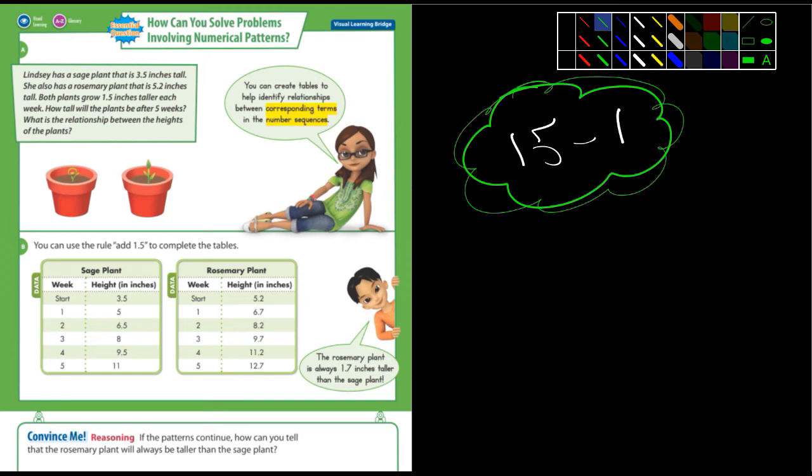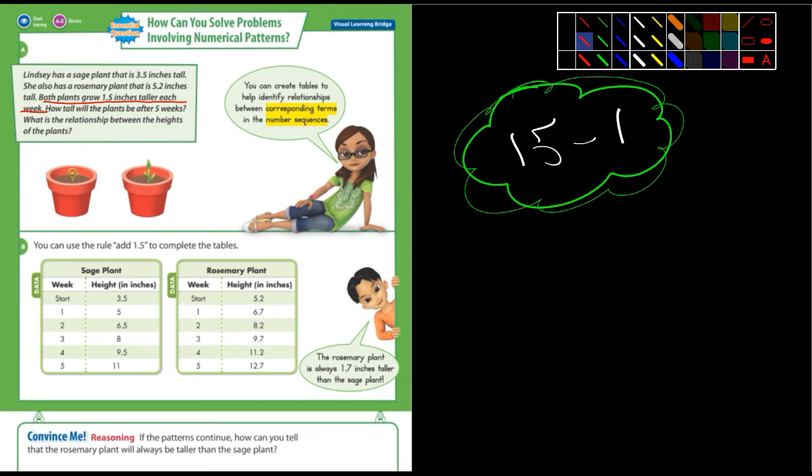So anyways, let's take a look at this here. It says Lindsay has a sage plant that's 3.5 inches tall, and a rosemary plant that's 5.2 inches tall. They both grow 1.5 inches taller each week. And then it says, how tall would the plants be after 5 weeks? And then what's the relationship between the heights of the plants?